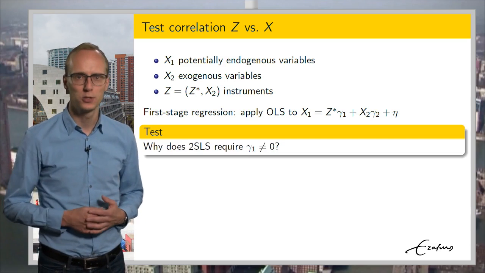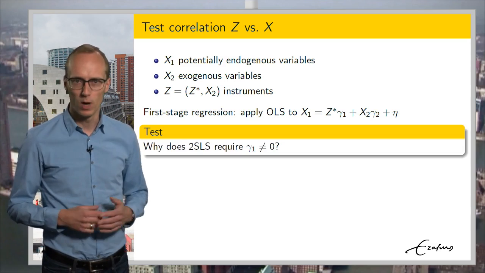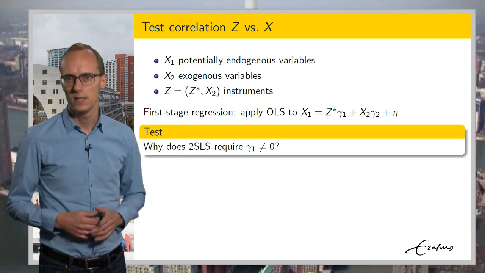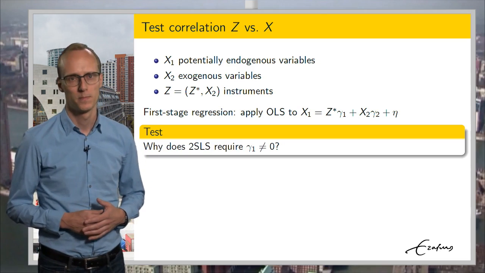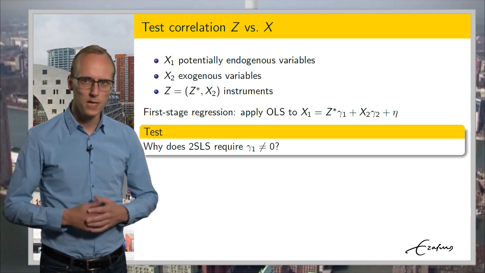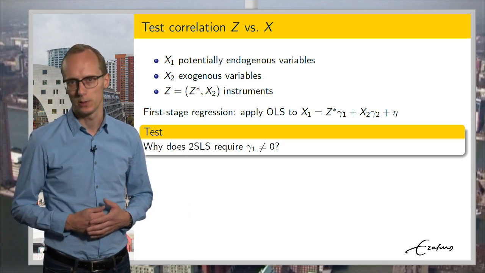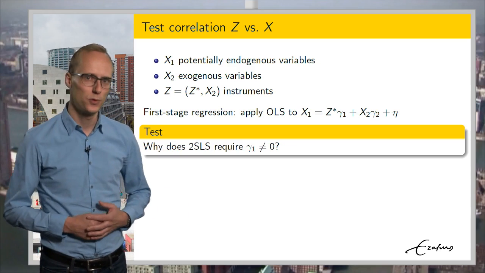For 2SLS to work, we need that gamma 1 in the equation on the slide is unequal to 0. Now I would like you to think about why this condition is necessary. Please take some time to think about this.